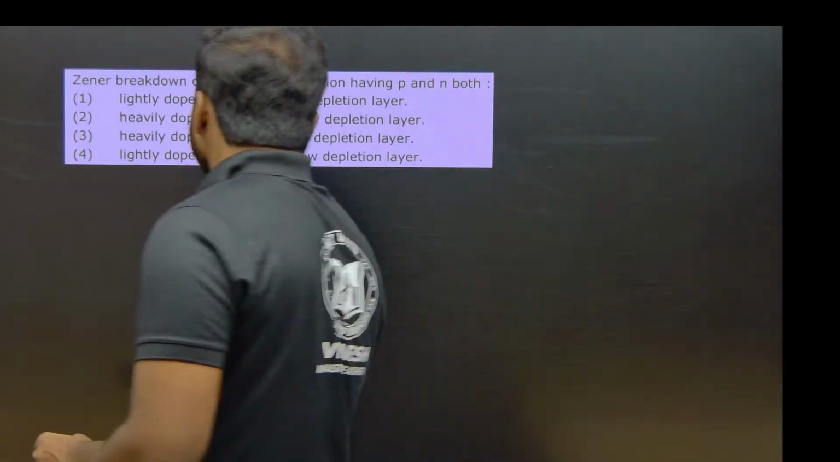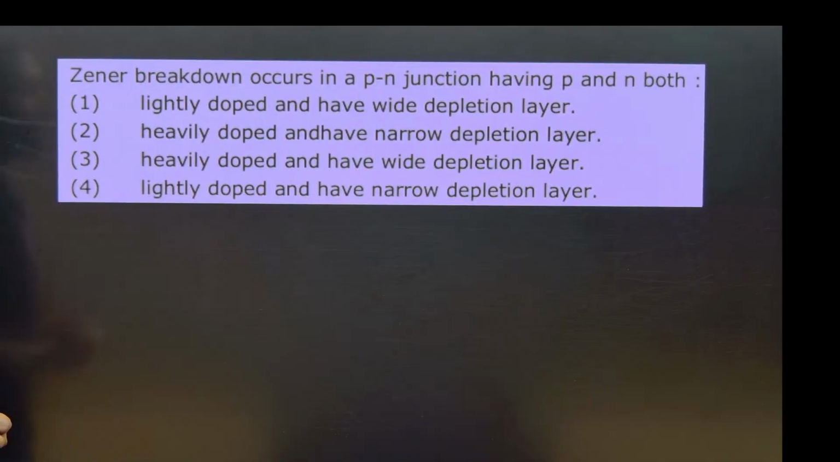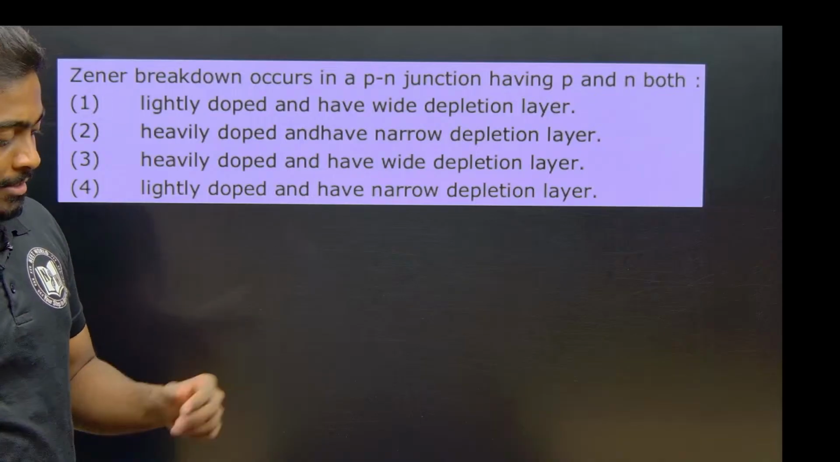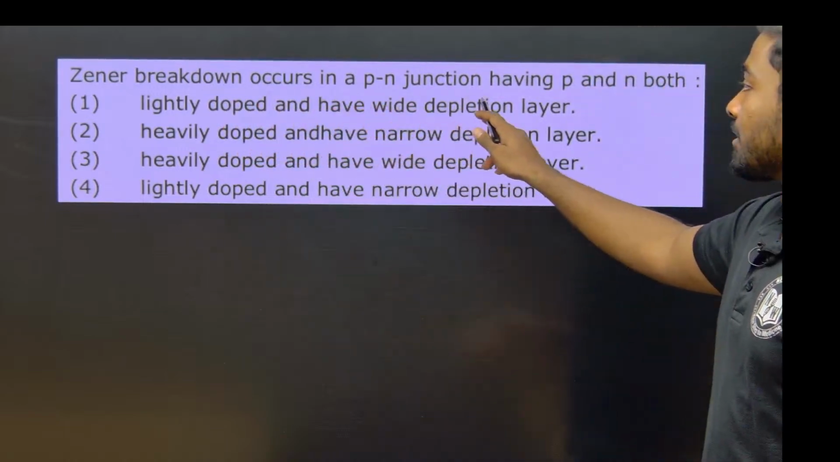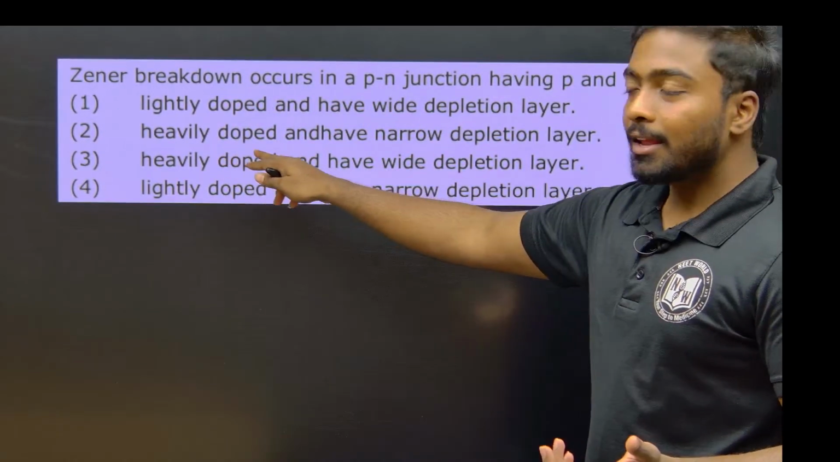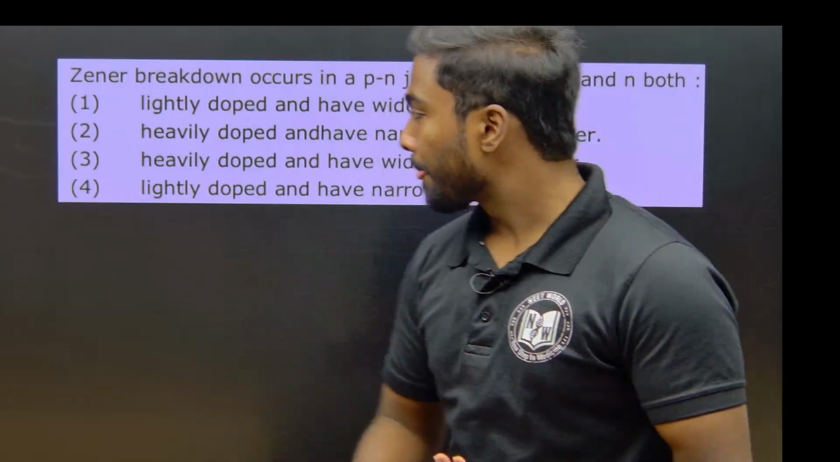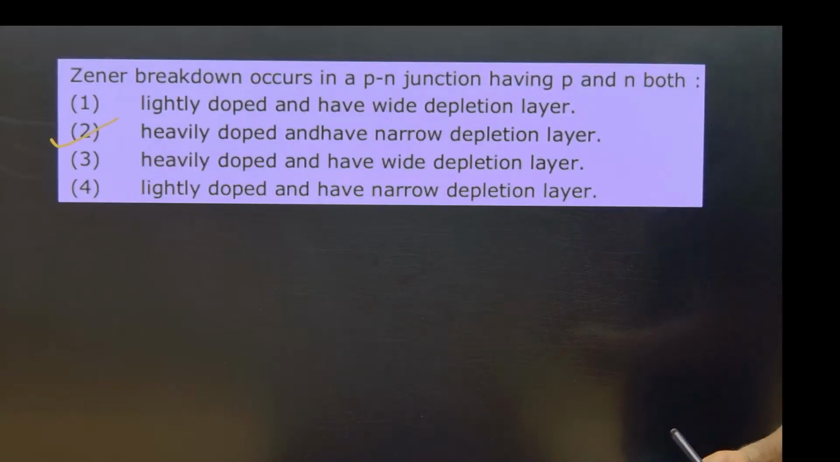The Zener breakdown occurs in a PN junction having: P and N both lightly doped and wide depletion layer; heavily doped and narrow depletion layer; heavily doped and wide depletion layer; lightly doped and narrow depletion layer. These are direct questions. Zener breakdown occurs in a PN junction that is heavily doped and has a narrow depletion layer, so obviously option 2 will be the answer.